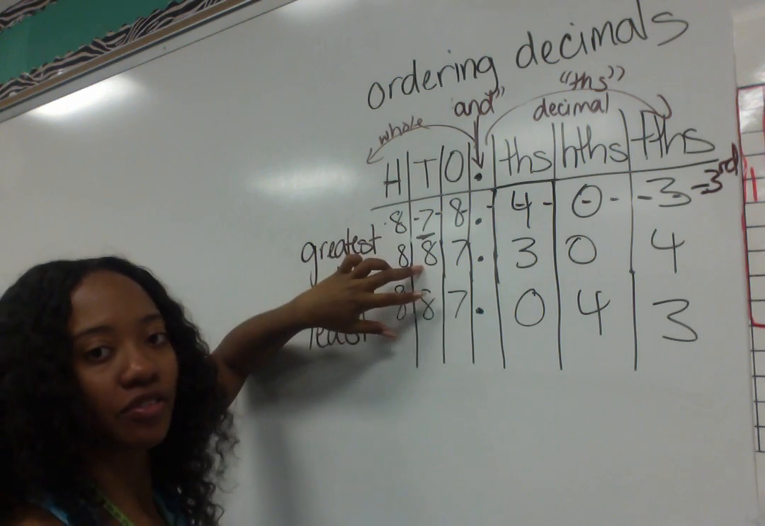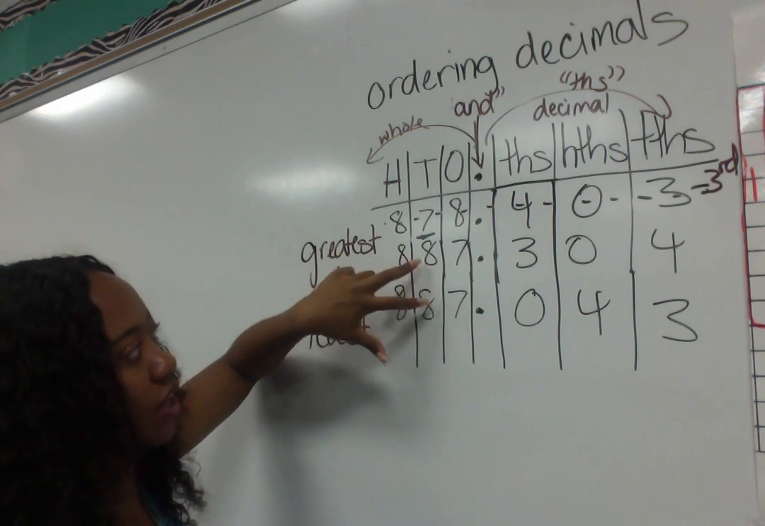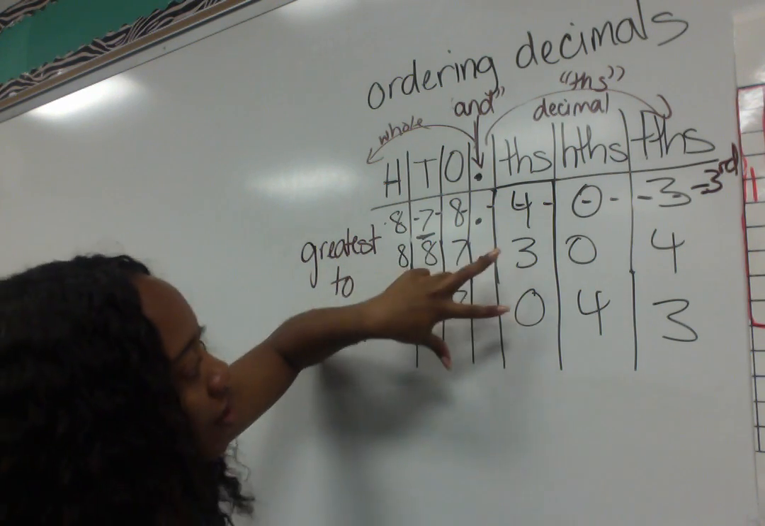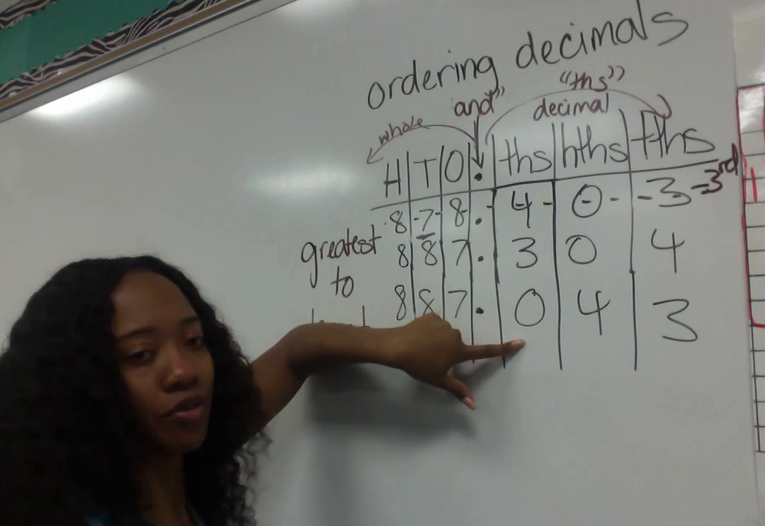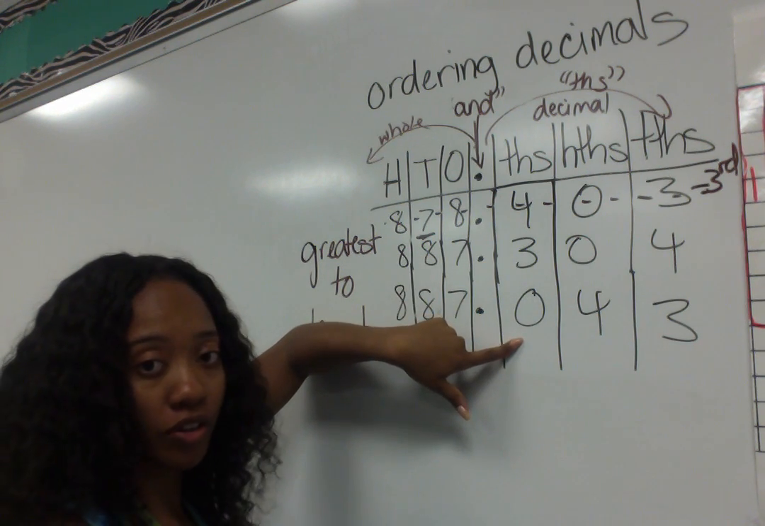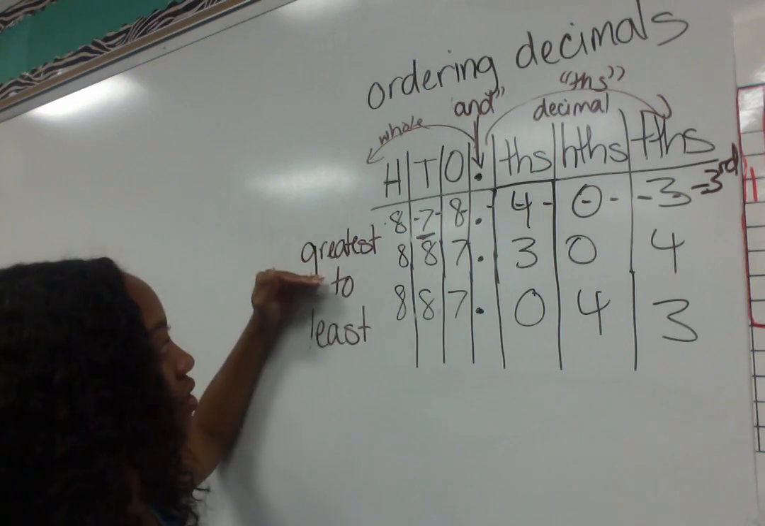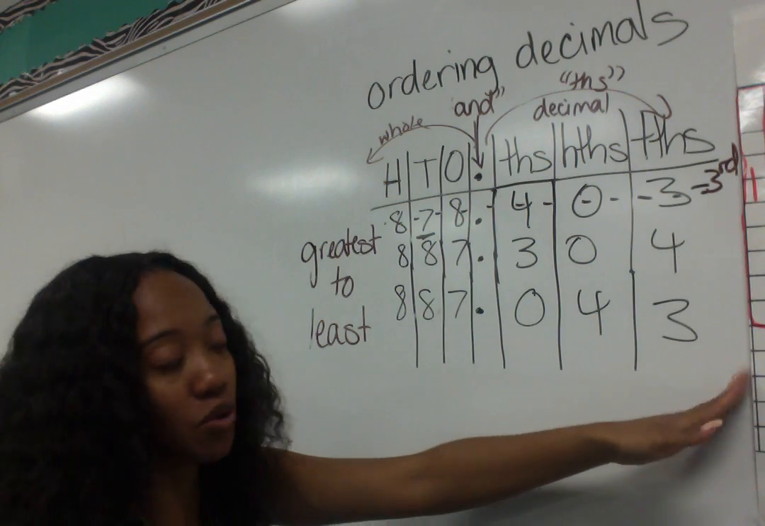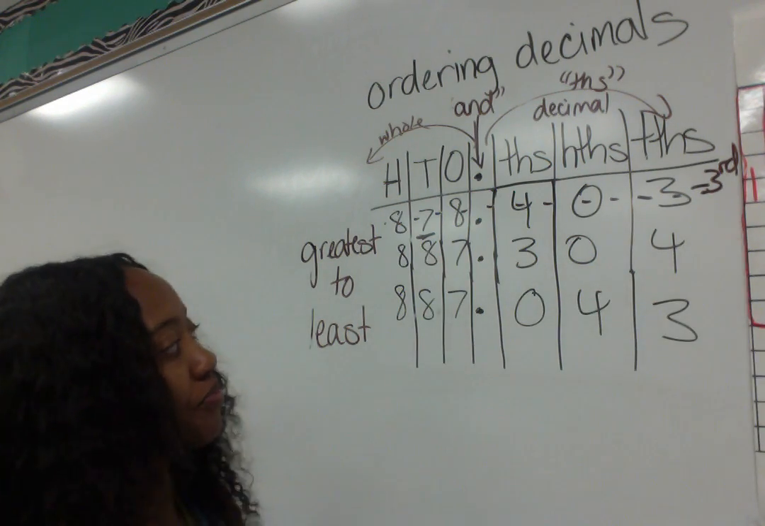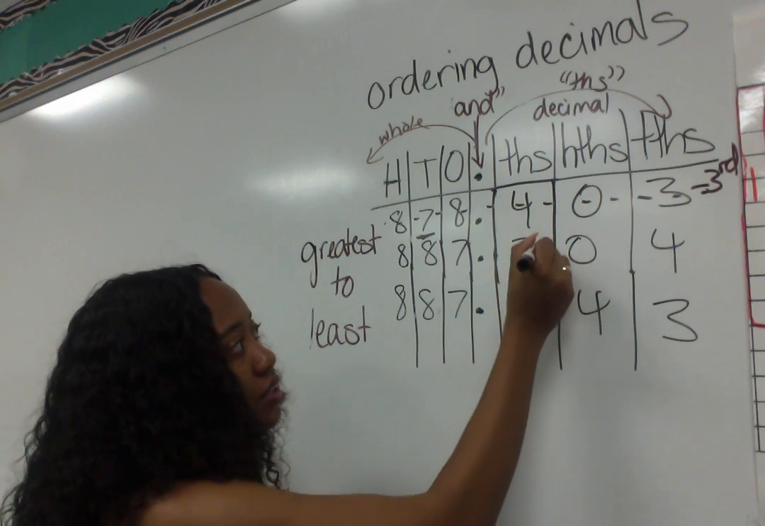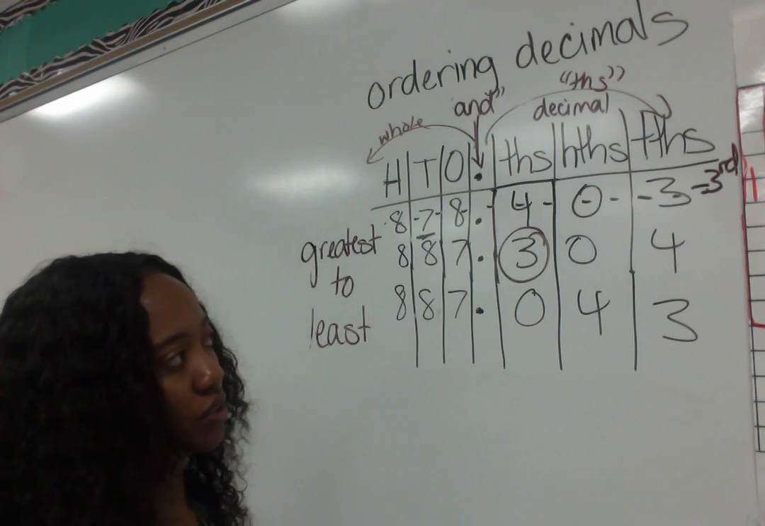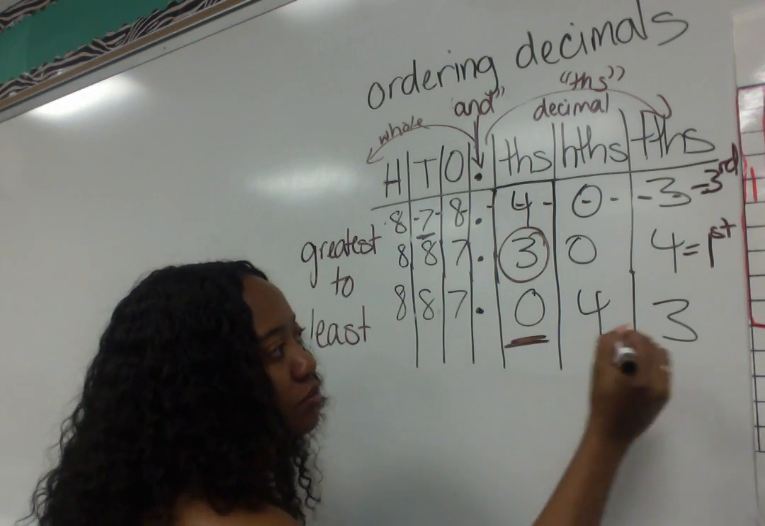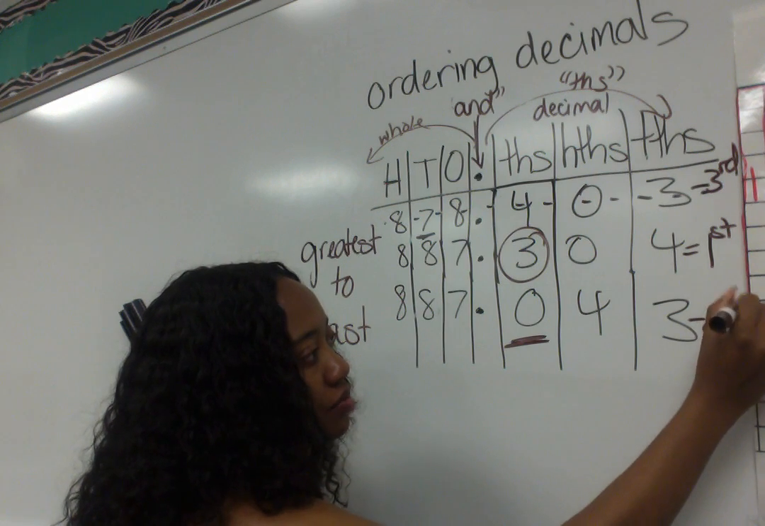So I'm left with these two. 8 in the hundreds, 8 in the tens, 7 in the ones. Still the same. Decimal. I have a 3 here, and I have a 0 here. Who's smaller? If we're going from greatest to least, we can actually look at who's greater. It's up to you. You want to keep going in descending order since we already have third place. I know my first place is going to be that 3 right there. That leaves my 0 in second place.